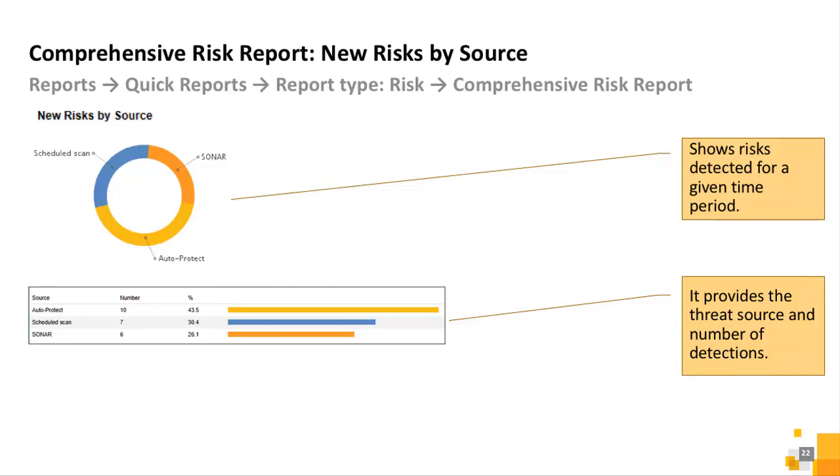New Risks by Source shows you risks detected on your network for a given period. It provides the threat source, the number of detections, and the percentage. Based on the information in the report, you can determine if the output needs further investigation in the logs.